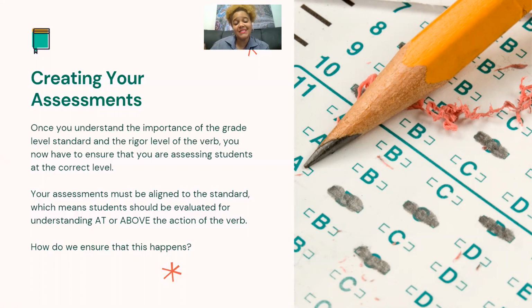We have to create assessments. We have to create do-nows or word problems or questioning strategies or discussions that ensure that students are at that level. And so it's also important for us to evaluate and get our data at that same level. Our assessments must be aligned to the standard, which means students should be evaluated for understanding at or above the action of the verb. How do we ensure this happens? That comes from you, right?